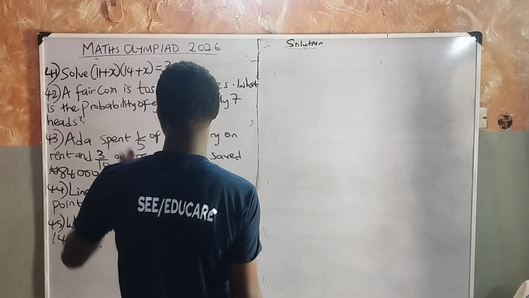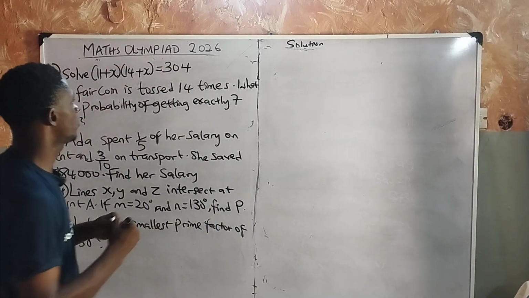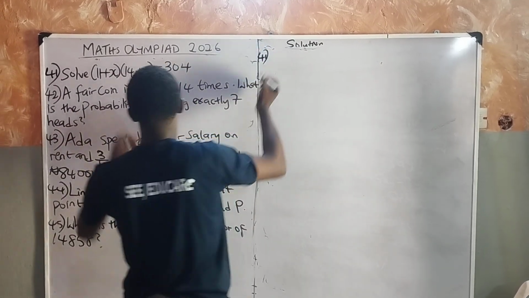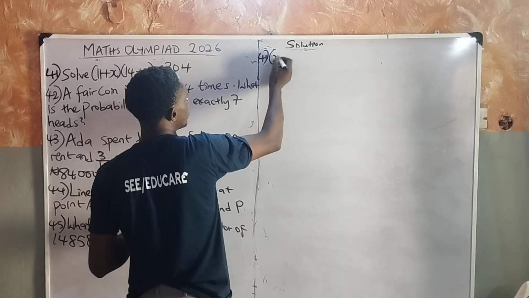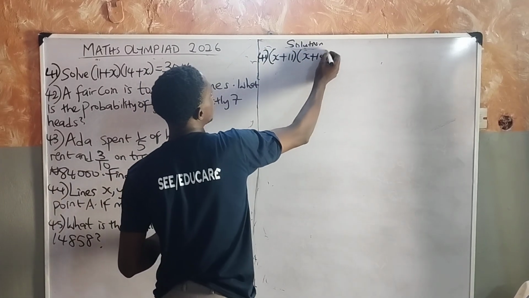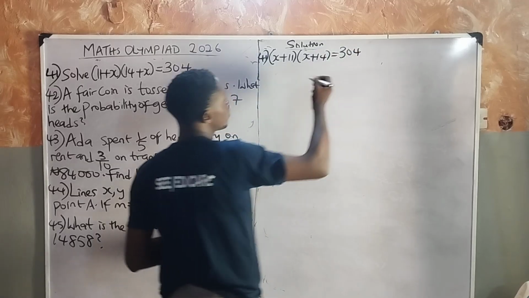We continue from number 41. We have number 41 here. Solve (x + 11)(x + 14) = 304. Let me rearrange this. I just want to rearrange.